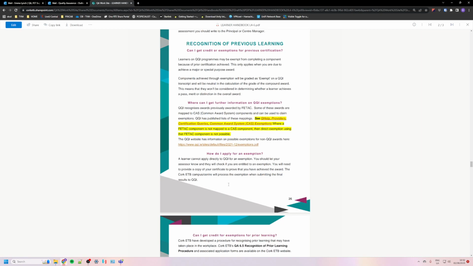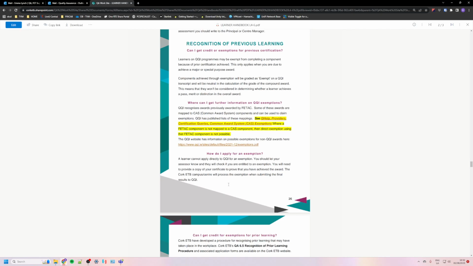Where a FITAC component is not mapped to a CAS component, then direct exemptions using that FITAC component is not possible. The QQI website has information on possible exemptions for non-QQI awards. You can click on the link in the Learner Handbook.